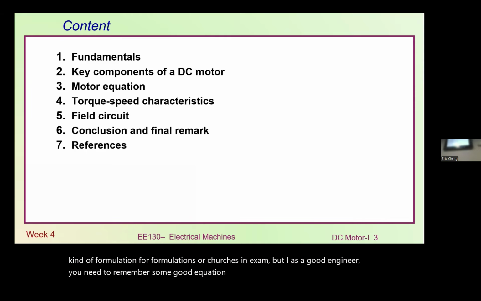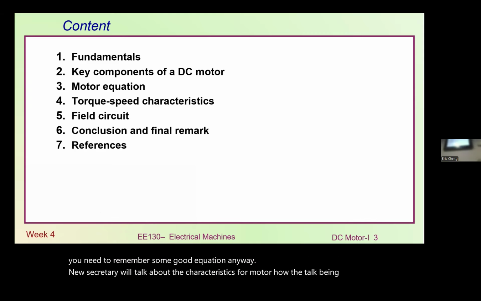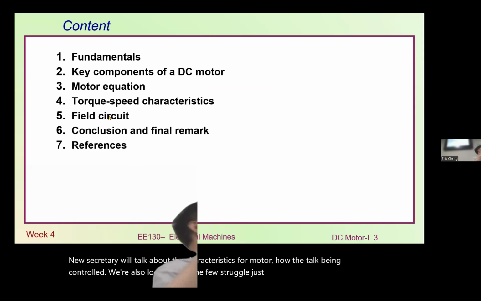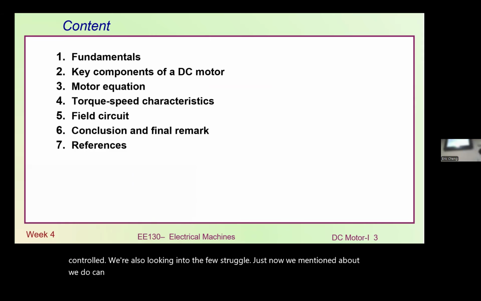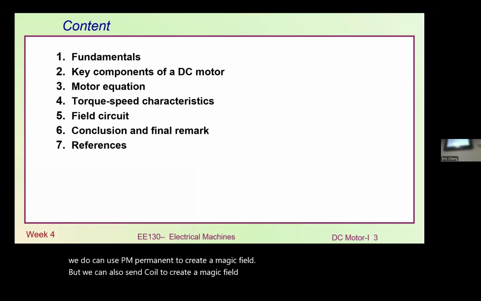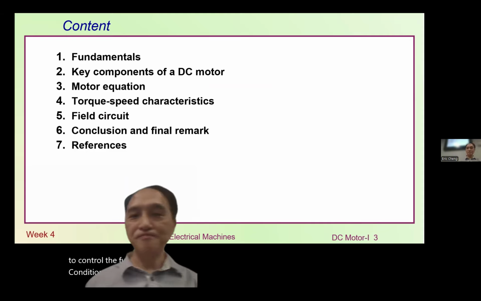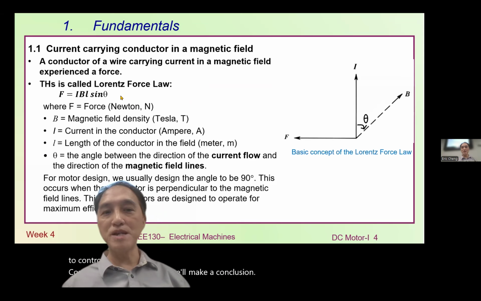Anyway, we also talk about the characteristics of the motor, and how the torque is controlled. We also look into the field circuit. Just now we mentioned we can use a PM, permanent magnet, to create a magnetic field, but we can also use a coil to create a magnetic field. So for this coil we have a special circuit to control the field condition. And then we make a conclusion.